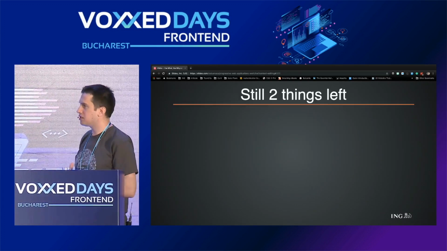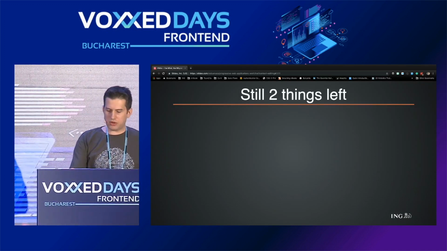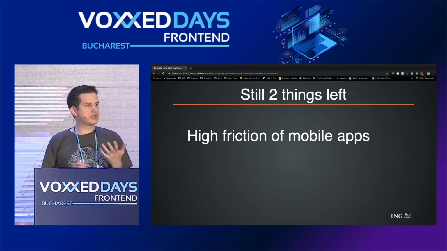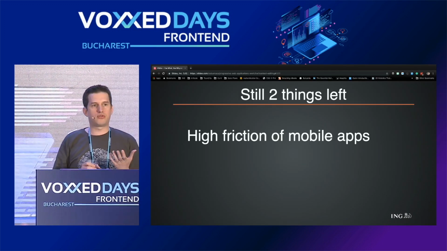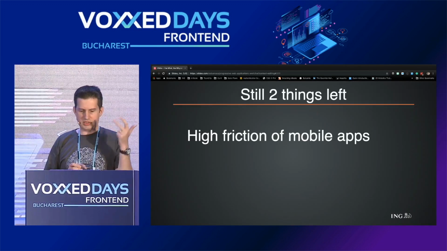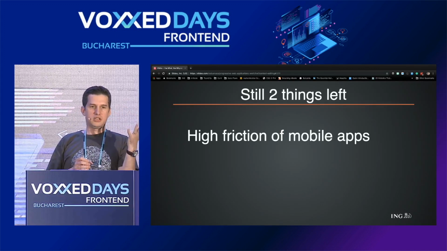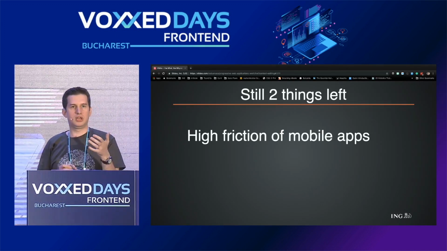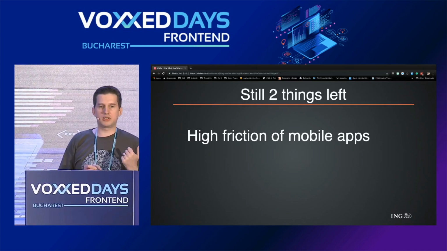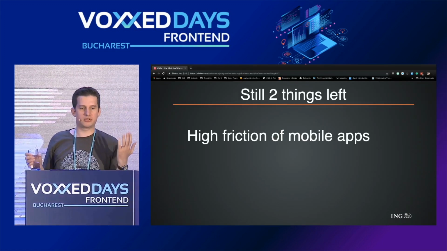But there are still two things left, in my opinion. One of them is high friction of mobile apps. So how do we get a mobile app on our phone? We open the App Store, we search for what we want, we click install, we accept permissions, it downloads. And again, if you have a high-end phone and high-speed internet, that will take, I don't know, maximum 2 minutes, 3 minutes, 5 minutes tops.